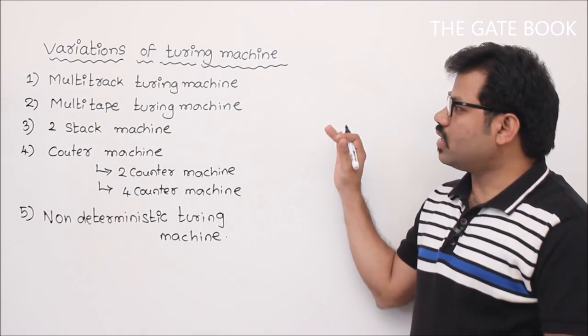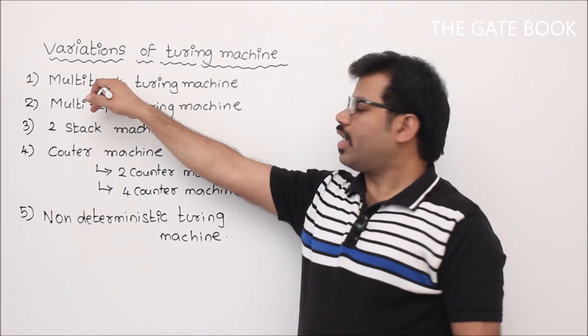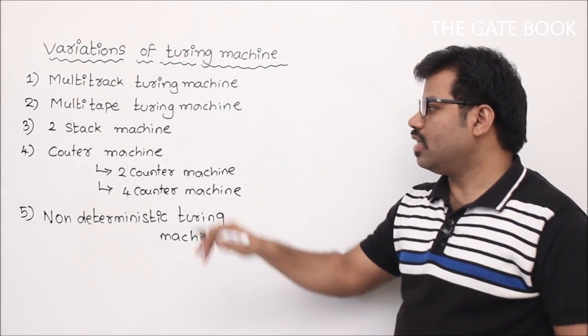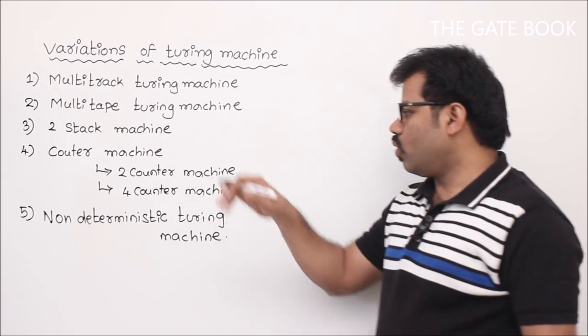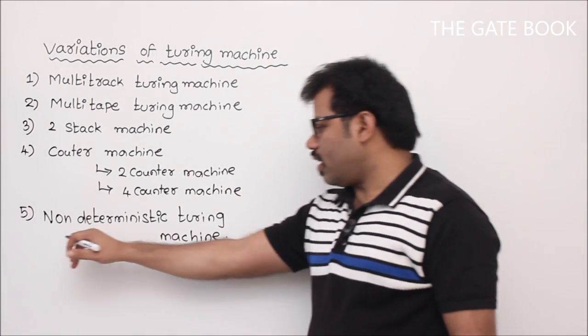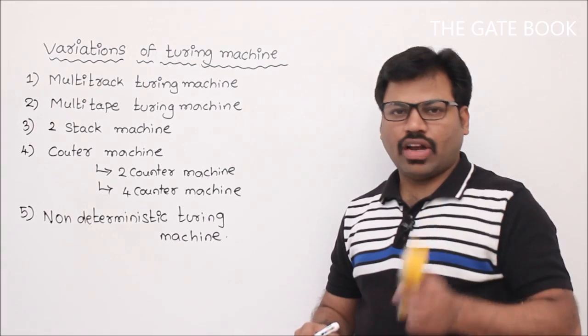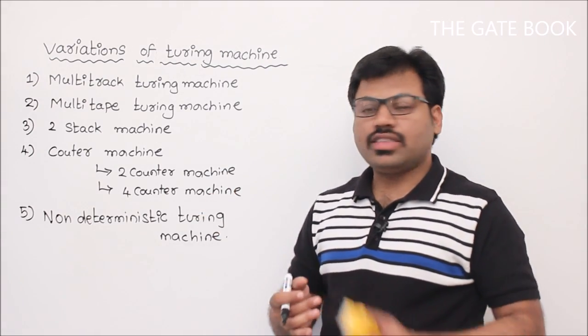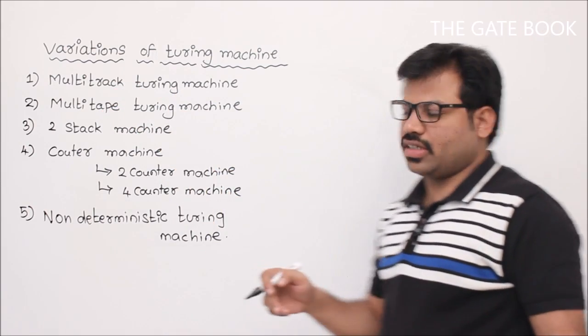We will see the variations one by one. One is the multi-track Turing machine, second is the multi-tape Turing machine, after that the two-stack machine, the counter machine, in which we have two counters, four counters, then the non-deterministic Turing machine. We will see them one by one and try to understand the definitions of these variations. Let us begin with the multi-track Turing machine.